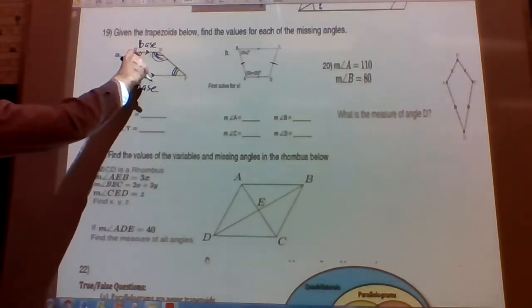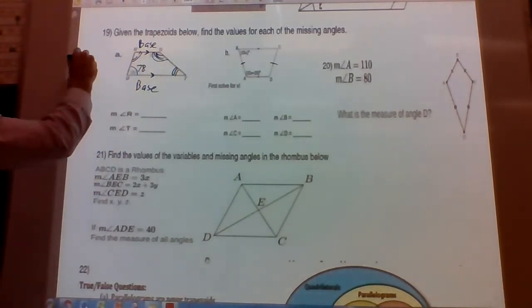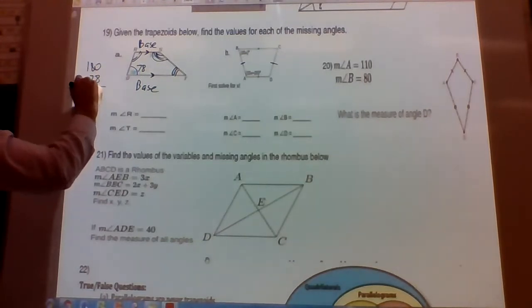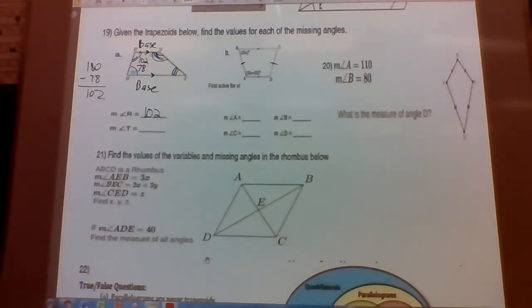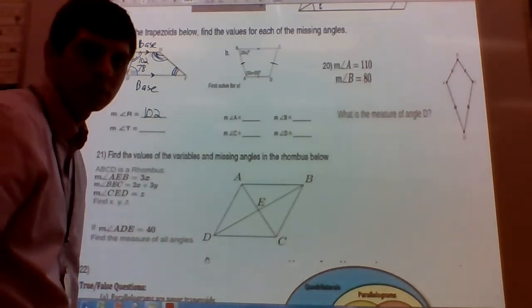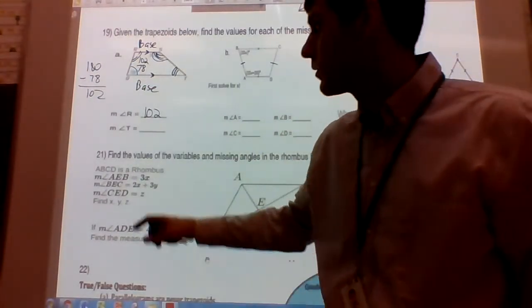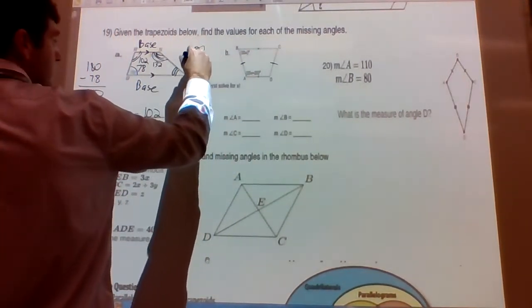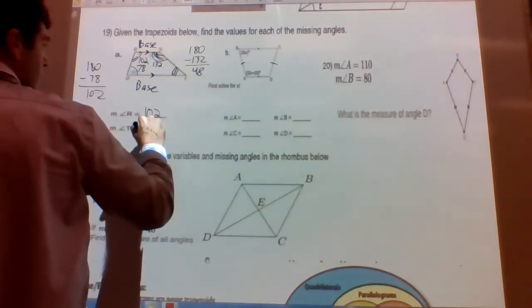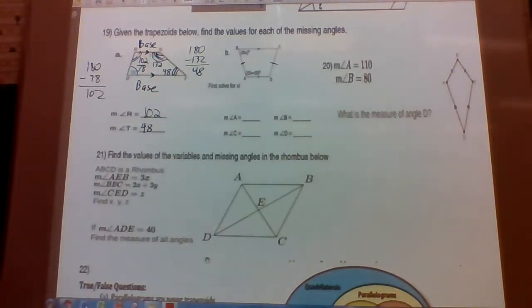So we know these two angles add up to 180. They're telling us this one is 78. So 180 minus 78 is going to give us 102. So we know the measure of angle R is 102. Can we see this? I'm in the way. 78 and 102. This angle we know is 132. So 180 minus 132 is 48. So we know the measure of angle T is going to be 48. The consecutive angles between the bases are supplementary.